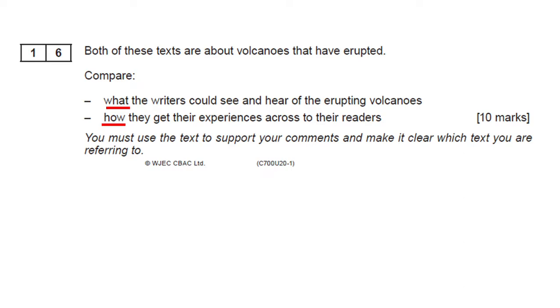What and how? Oh yeah, they'll always ask something really specific. So even though you've got two texts to choose from, they don't just want you to pick out random points about the two texts. They specifically want you to look at what the writers could see and hear of the volcanoes. So remember that for text A, the writer is the journalist. So you're looking at what the journalist could see and hear, not what the farmer could see and hear.